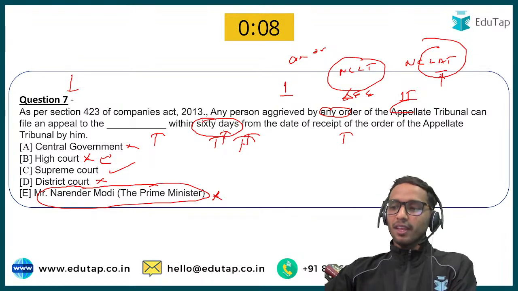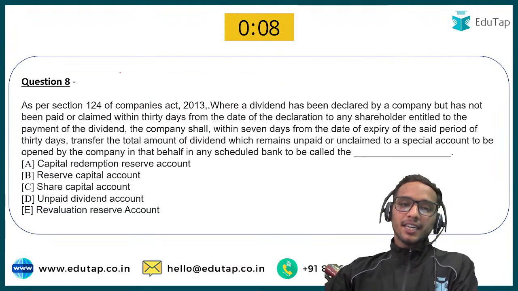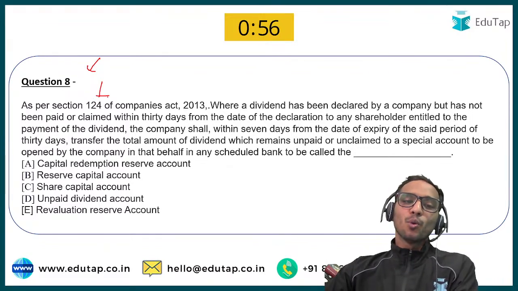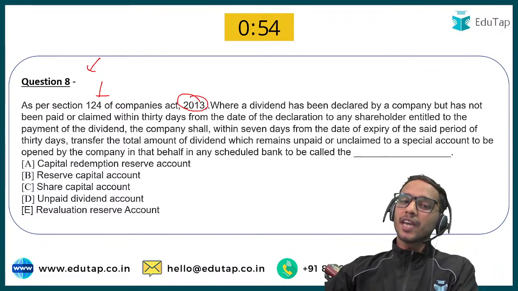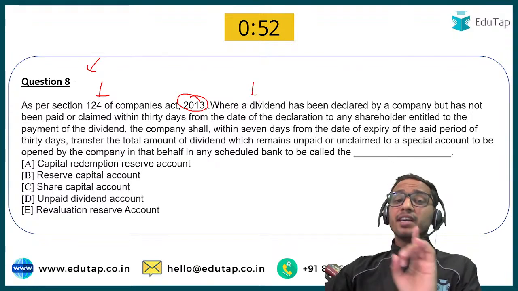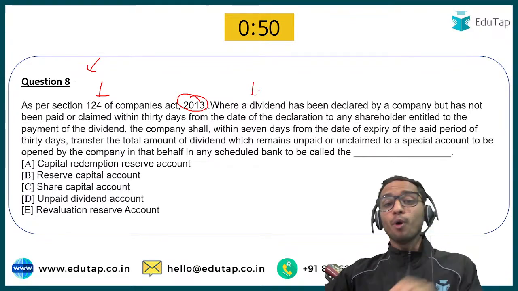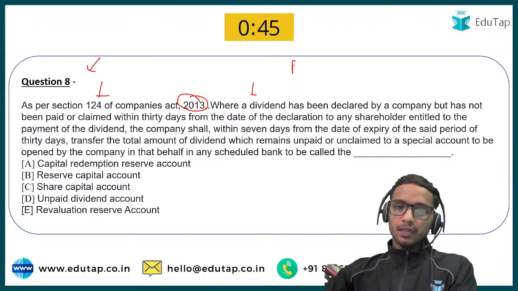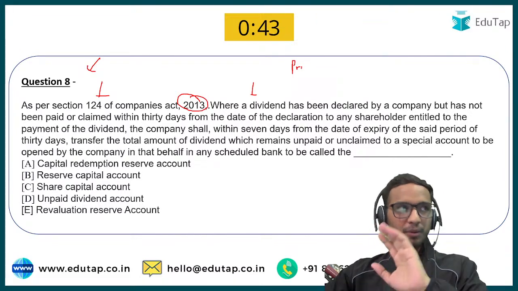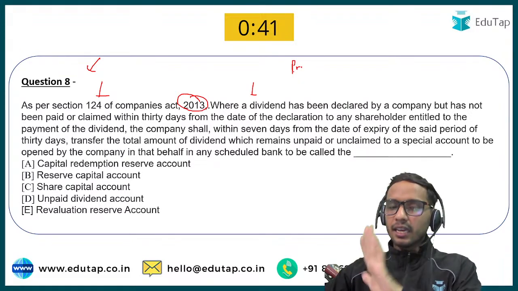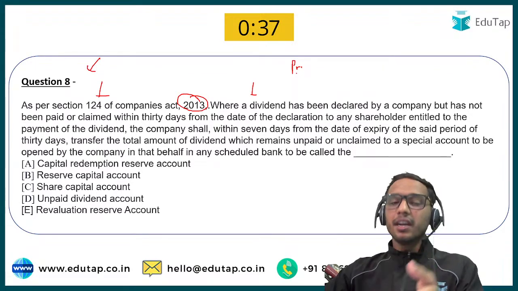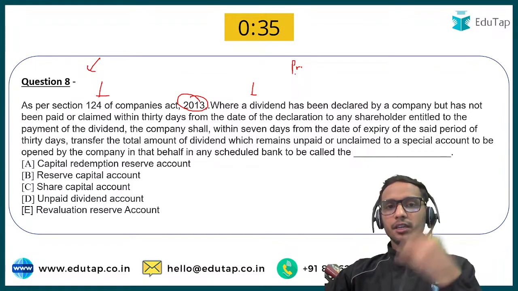Okay, chalo. Let's move ahead. Question number 8 says, as per section 124 of the Companies Act 2013, where a dividend has been declared by the company, important again. See, few topics are very important, like your prospectus and allotment of security, that is chapter 3rd, right? NCLT, NCLAT. Now this one, that is your dividend, the chapter that is related to the dividend.